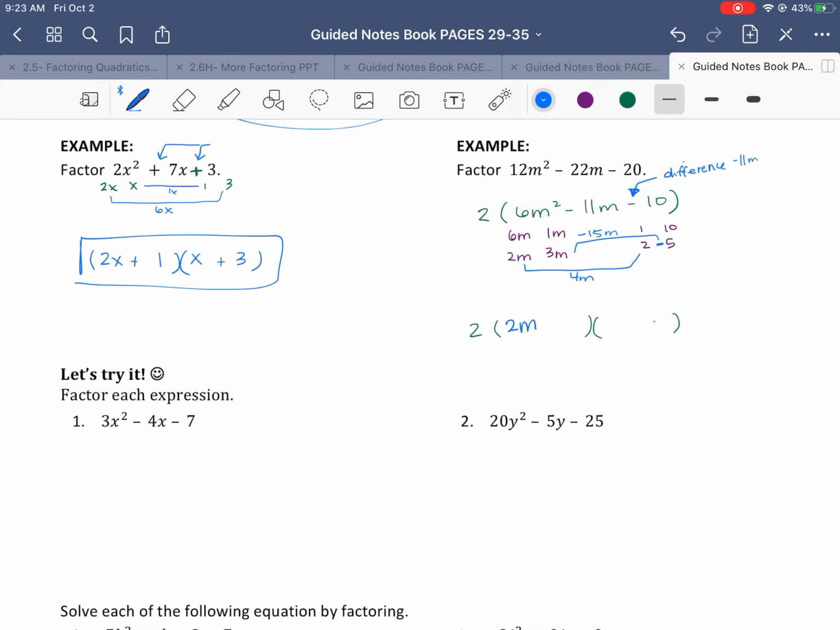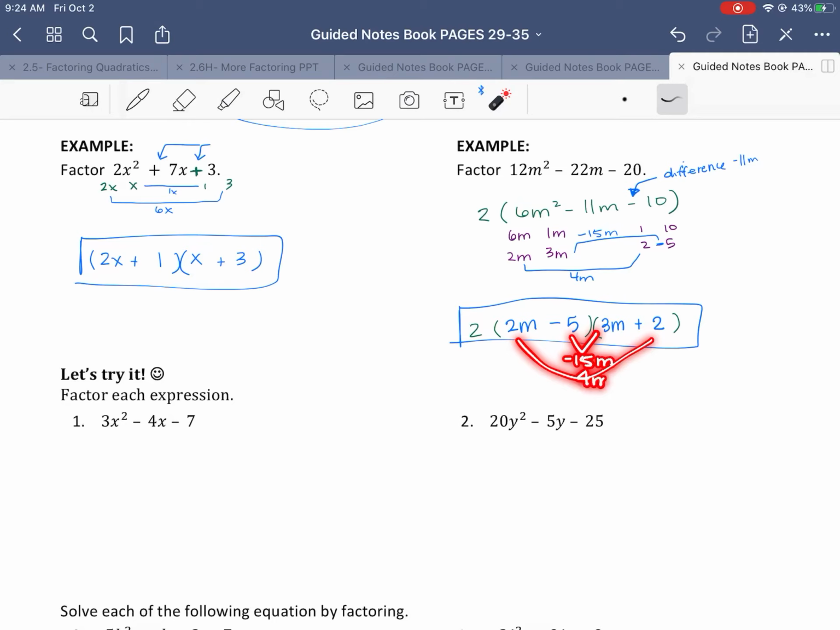So when I put these in again, I want the 2m to multiply with the 2, so I'm going to put those on the outside, and then the 3m is going to multiply with that negative 5. And then we have our positive and negative, and we should be good there. And we can check our answer again if we'd like to. Notice we get negative 15m, and we get a positive 4m, which results in that negative 11m on the inside.